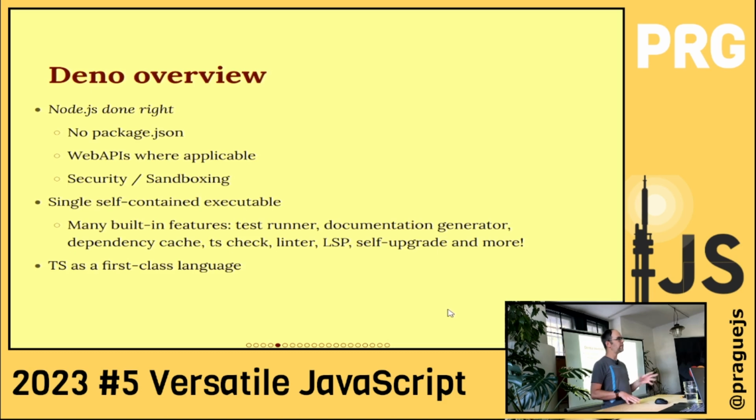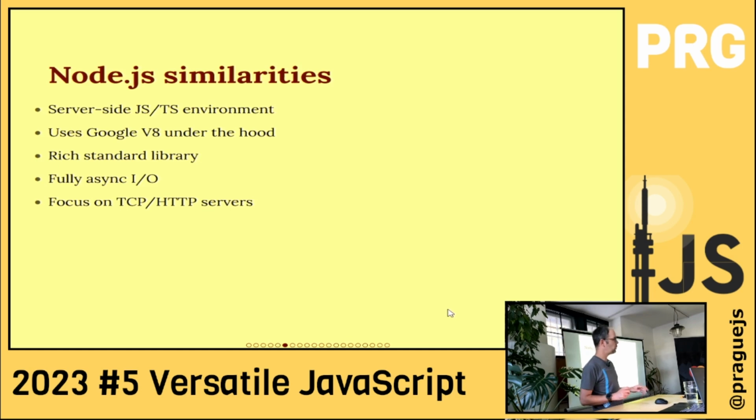And Deno leverages TypeScript as a first class language. So you can feed it either JavaScript or TypeScript or their X extensions, JSX or TSX, and it transparently transpiles TypeScript down to JavaScript. So this is the short overview, and we have a list of similarities because both these runtimes have the same goal, the same ambition.